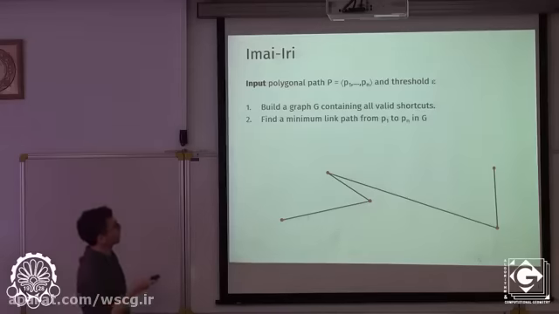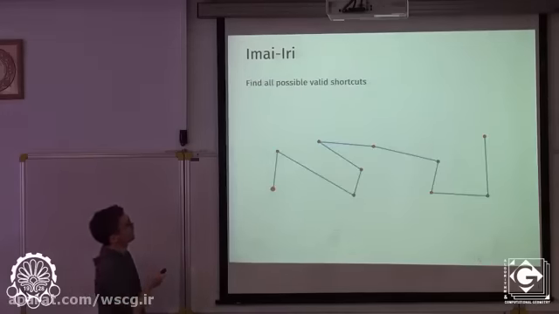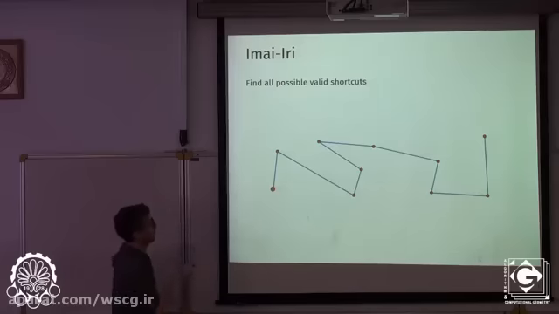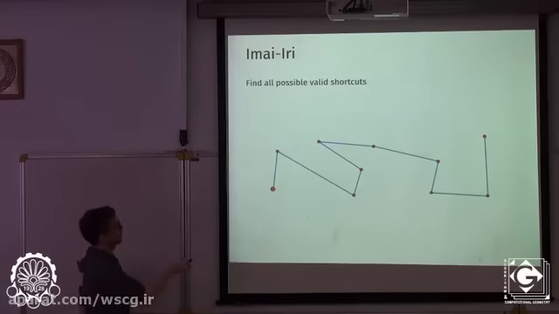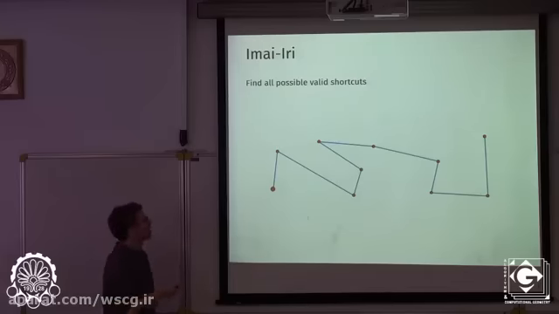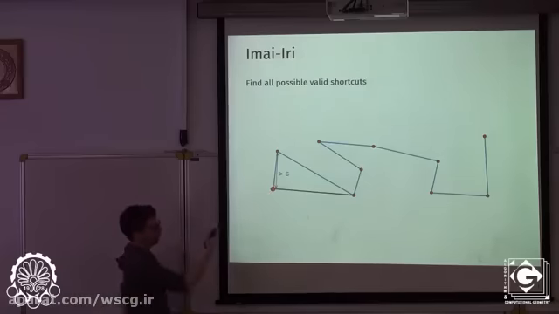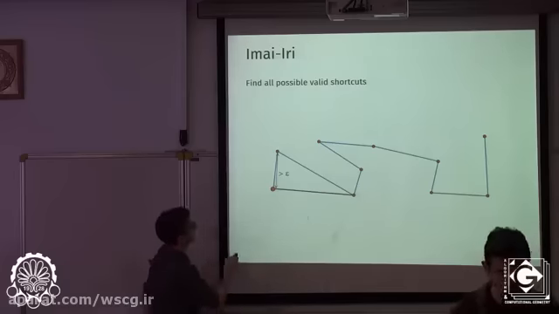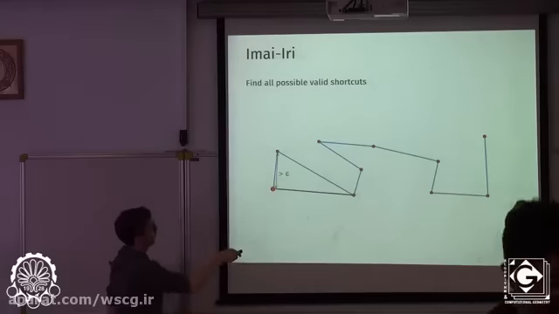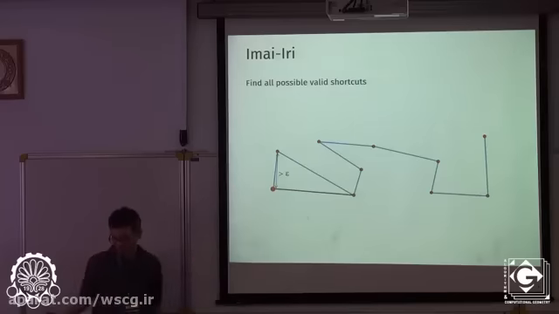The bottleneck in this algorithm is finding all of these shortcuts, so finding all of these segments that could be valid in a simplification. Because we will always need to test distances, and if we do that a quadratic number of times, in particular if we now test long edges, that might be very expensive.